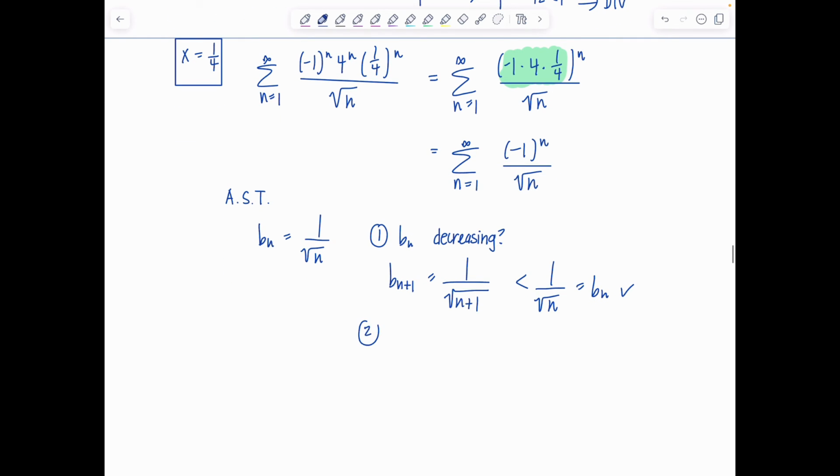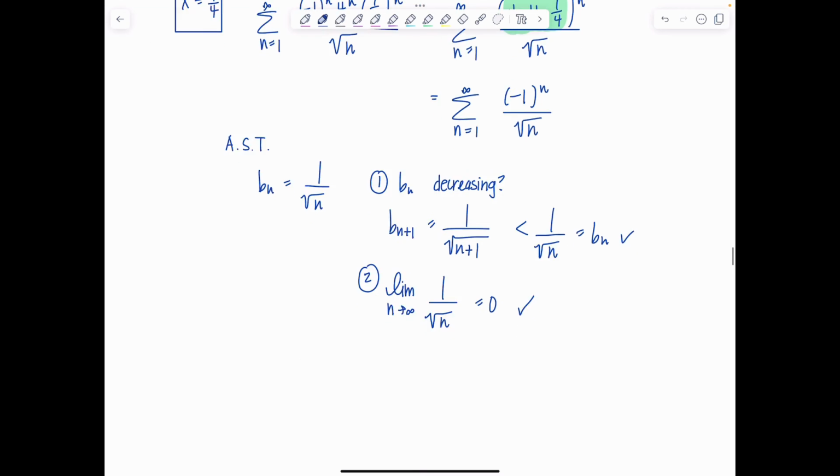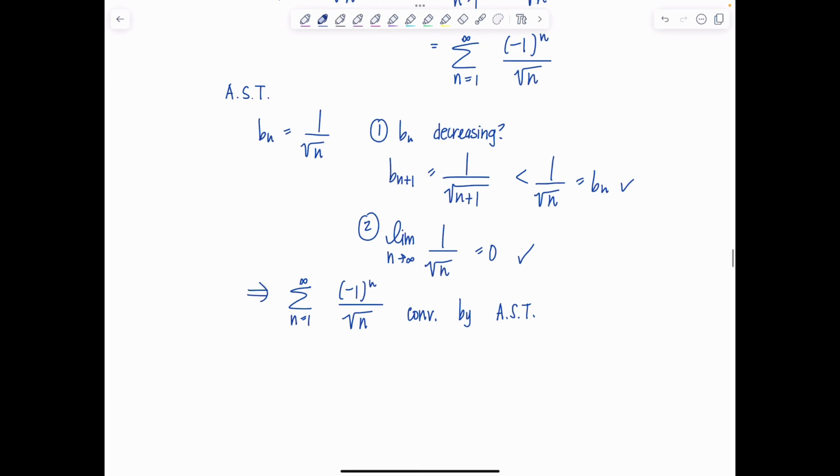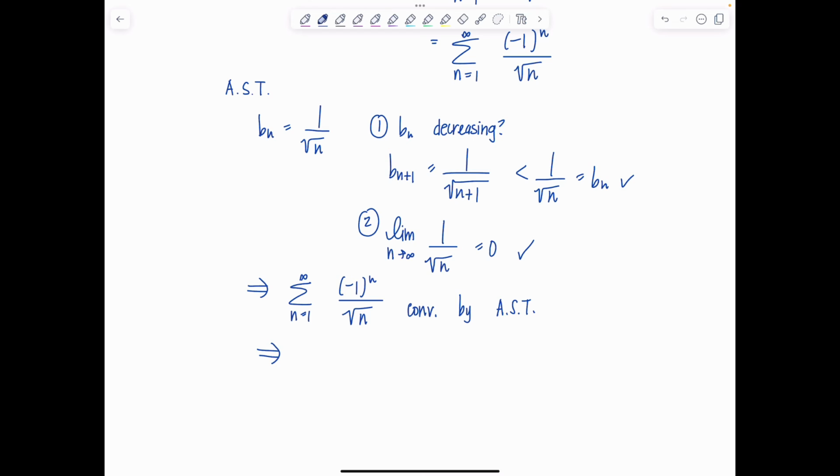And then condition 2, I want to look at the limit as n goes to infinity of B_n. 1 over root n, yep, that goes to 0. So this tells me that the sum, n equals 1 to infinity, negative 1 to the n, over root n converges by AST. So the endpoint that I was just checking, 1/4, does belong to the interval of convergence.